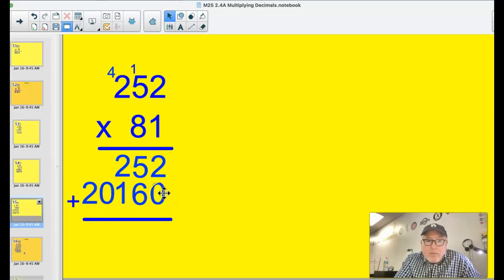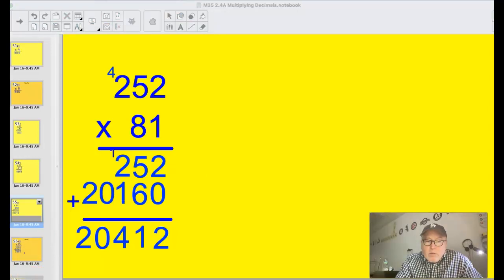We'll just add it all up. 2 plus 0. 5 plus 6 is 11. Here's the 1, here's my carry. 2 plus 1 is 3. Plus 1 is 4. 0. And 2. Got nothing to add to those. 20,412. Well, that's a lot of numbers there, but it still worked out.